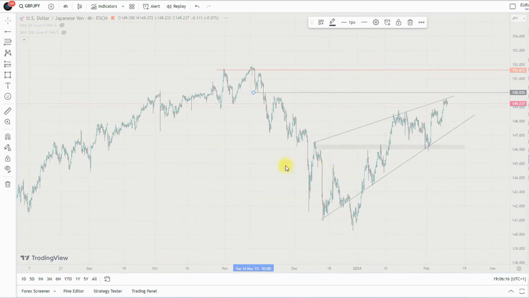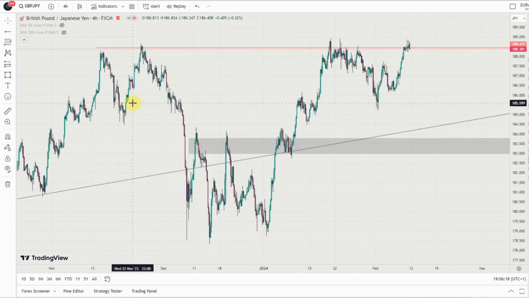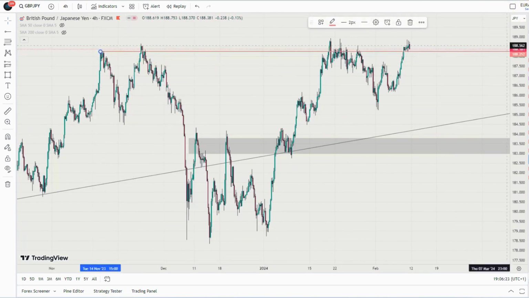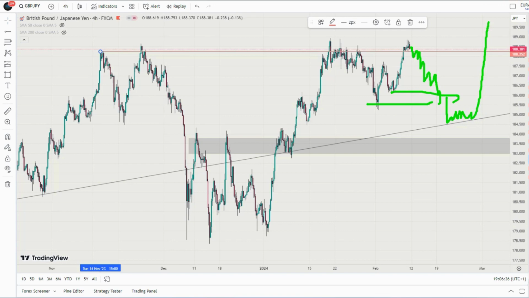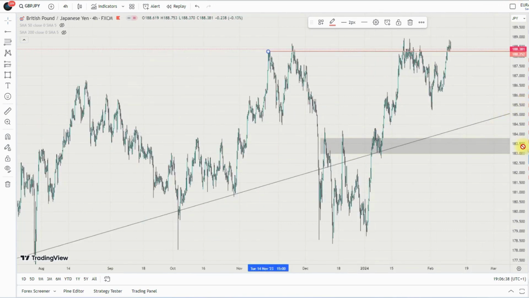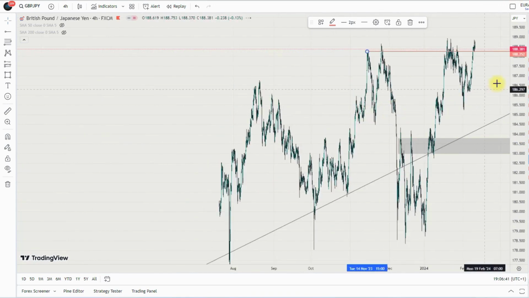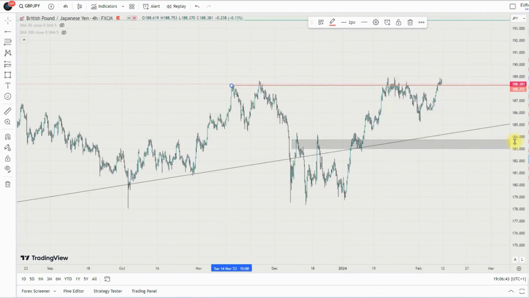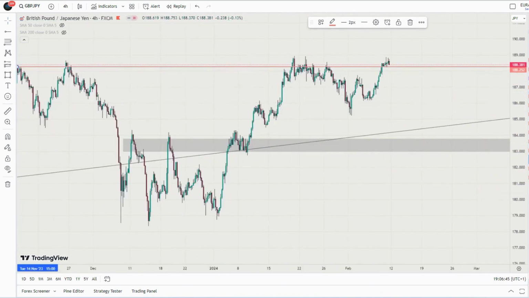So the next one is pounds JPY. Pounds JPY too, as you can see, has hit a very significant level right there, and we should see a big pullback back to this area, or more likely this particular level, before we see buyers coming back and pushing the price to the upside. So I'm looking for a big pullback in most of the JPY pairs.